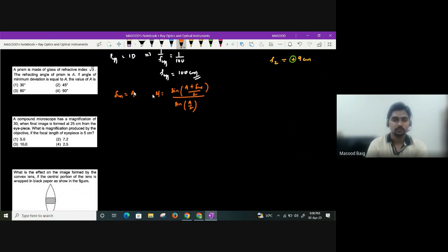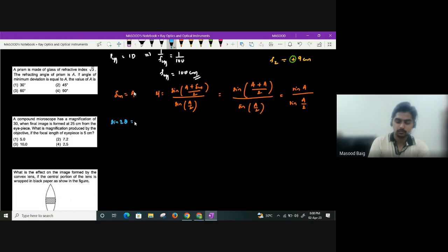Let us keep that aside for now. But A and delta minimum are both the same, yes. So we can write sine of (A plus A) divided by 2, whole divided by sine of A by 2. This can be written as sine A divided by sine A by 2. Here we use a very important formula: sine 2 theta is 2 sine theta cos theta. In the same manner, sine A, if I assume this to be 2 theta, I can write as 2 sine A by 2 cos A by 2, whole divided by sine A by 2. This is our mu value.